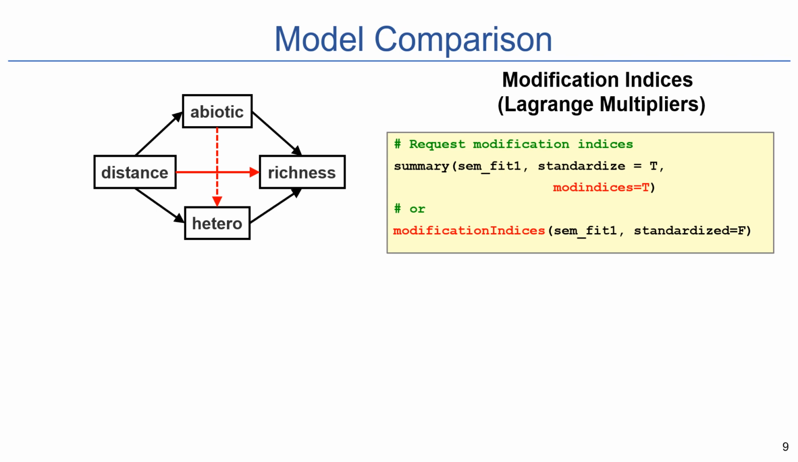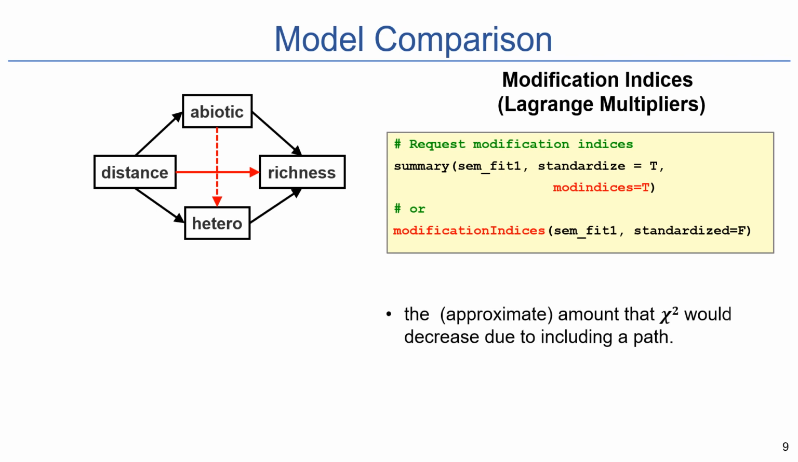We also can ask lavaan for help in knowing where to look for suggested changes to our model. And lavaan can compute for us the modification indices, which are also called Lagrange multipliers. And these indices calculate how much our model fit, our chi-square, will improve if we include a specific link in our model.